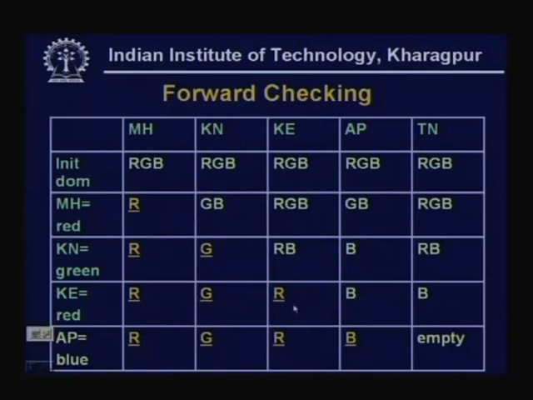Then we pick ke equal to red. As a result, ap and tn can be only blue. Now, if we take ap blue, we find that the domain of Tn is empty because Tn is a neighbor of AP. So, we detect here that there is a problem with this assignment and we backtrack. So, this is what forward checking does.